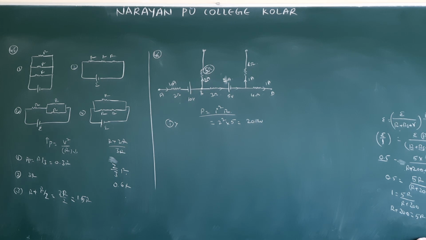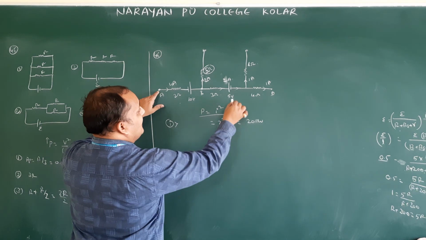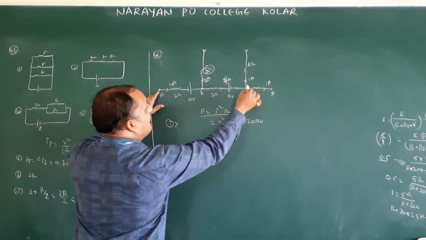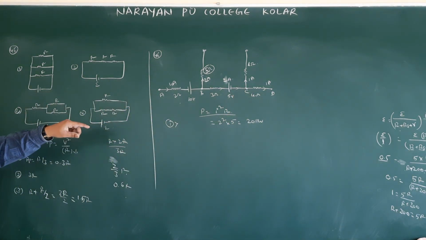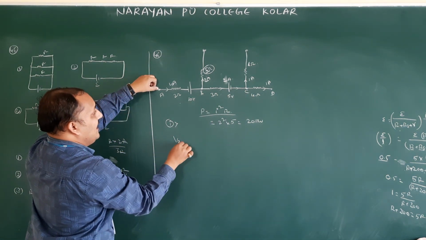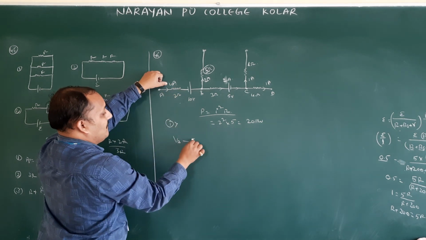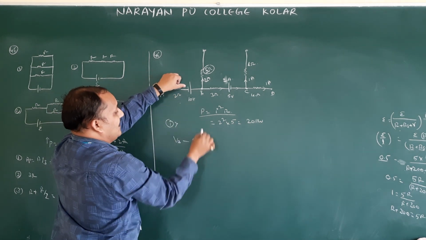VA minus VC is 9 volts. VA minus VC. Where is C? This point we only see, that point. So VA minus VC, up to here we should calculate. So VA, we are going in the same direction, minus 4 into 2, 8. Negative to positive we are going.